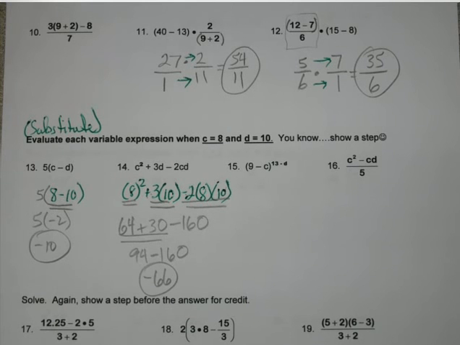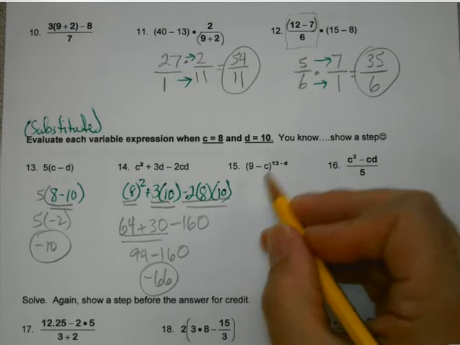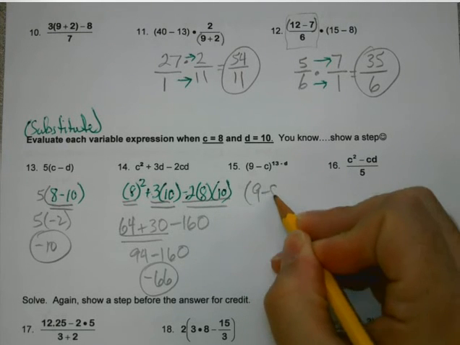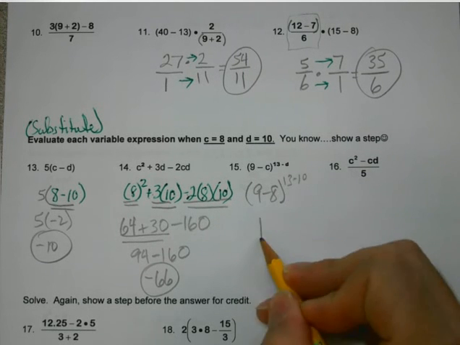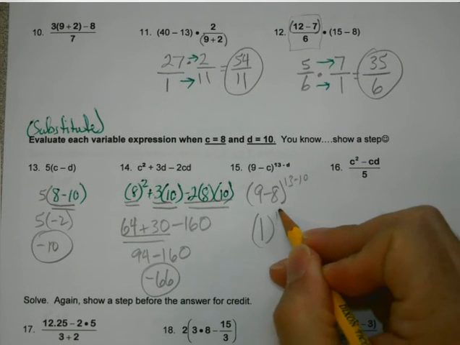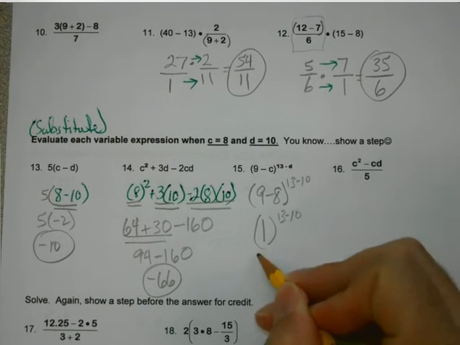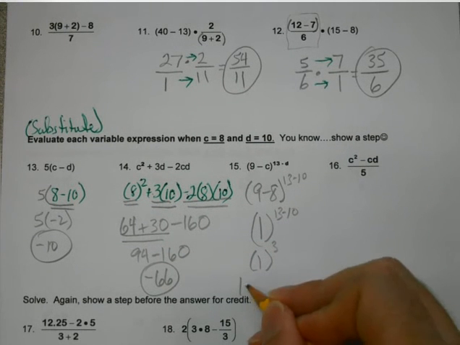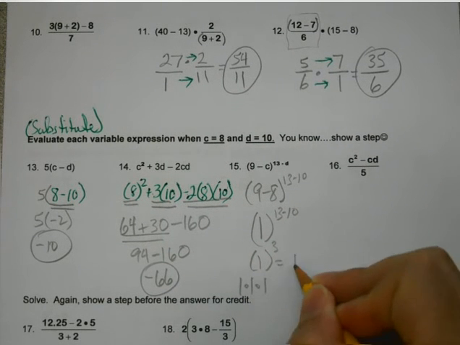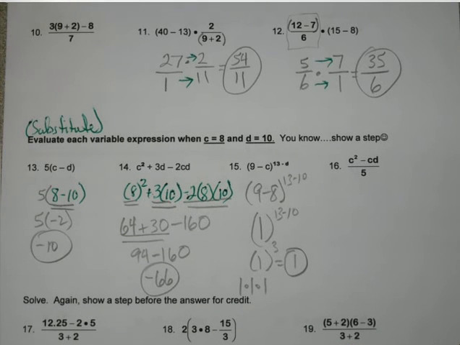You've just got to make sure as you're plugging in that you're taking your time. Okay, one more. 15. So 9 minus C to the 13 minus D. Well, 9 minus 8 is 1. 13 minus 10 is 3. Now, what's 1 to the third power? Remember, that's 1 times 1 times 1, not 1 times 3. So that's going to be 1, and we're good for that section.